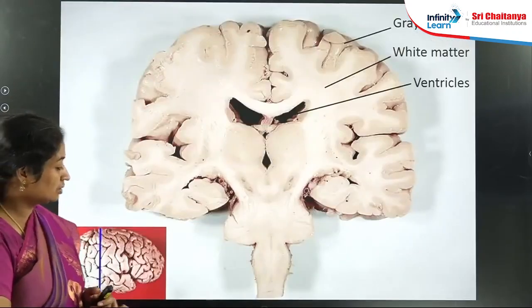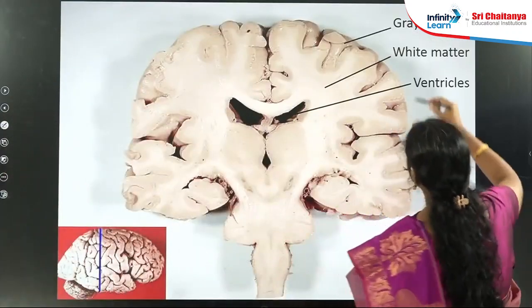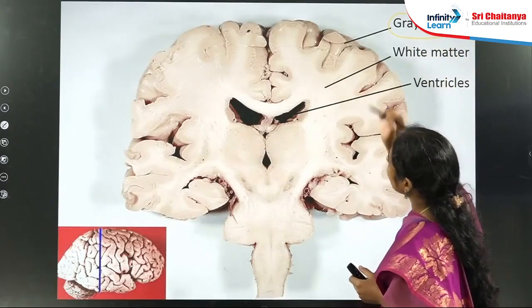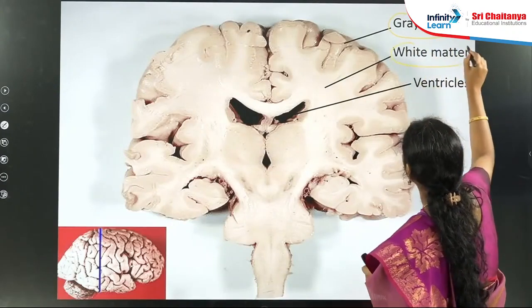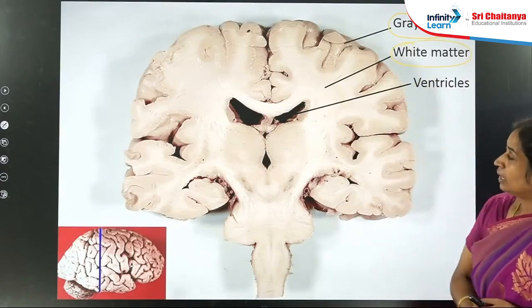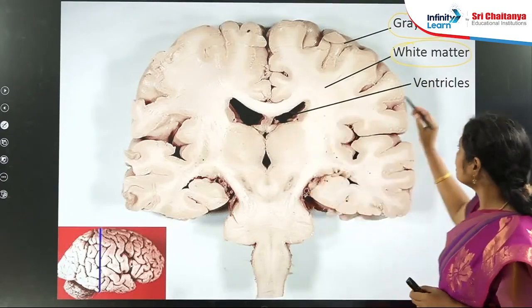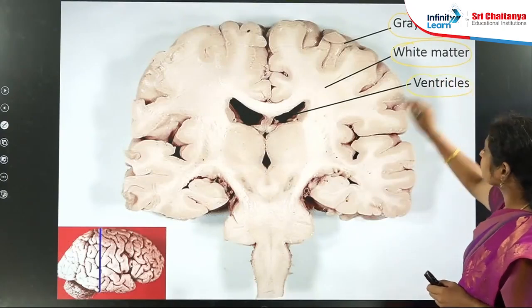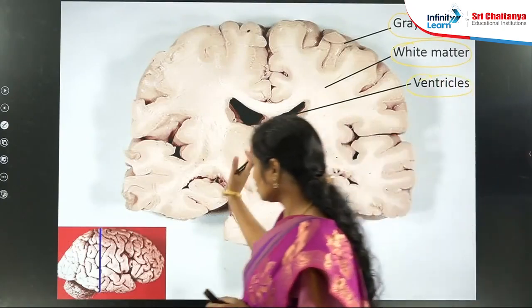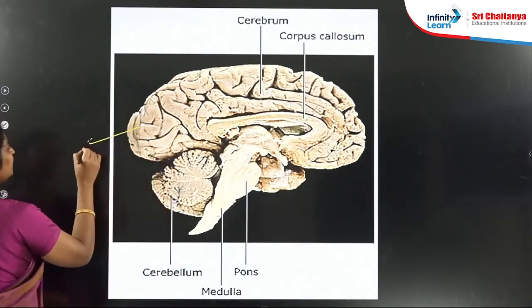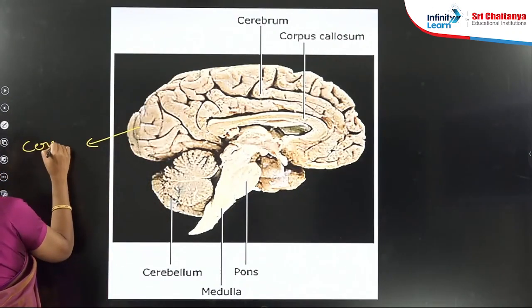Here, this is also the same. This outer region is gray in color, and this inner one is known as white matter. And inside the brain there are some cavities. These cavities are known as ventricles. This is the cross section of the brain. So this is one half, meaning one cerebral hemisphere.